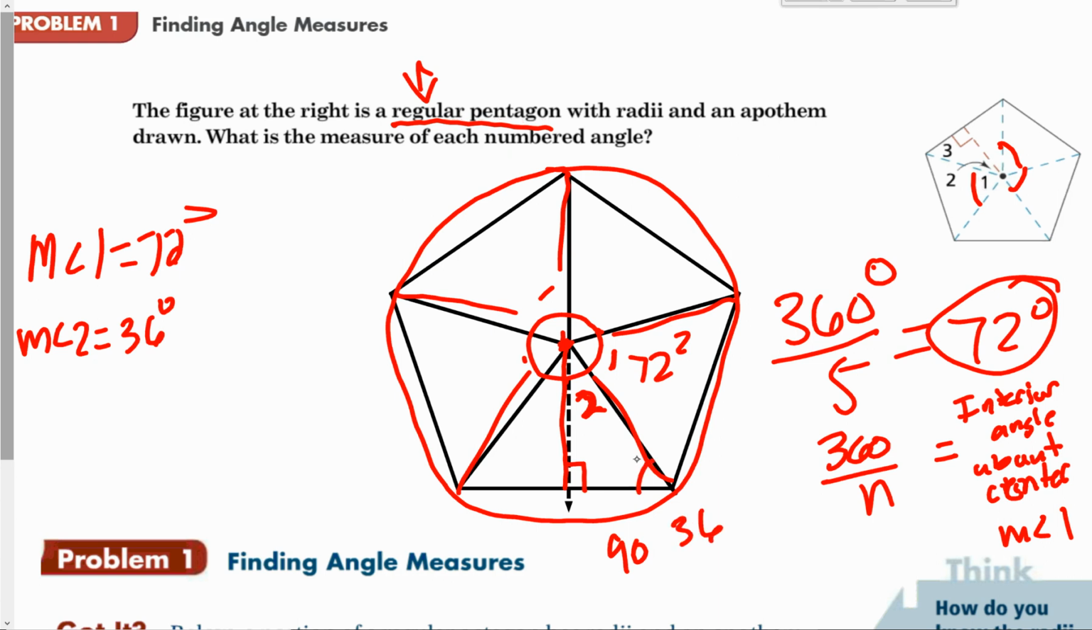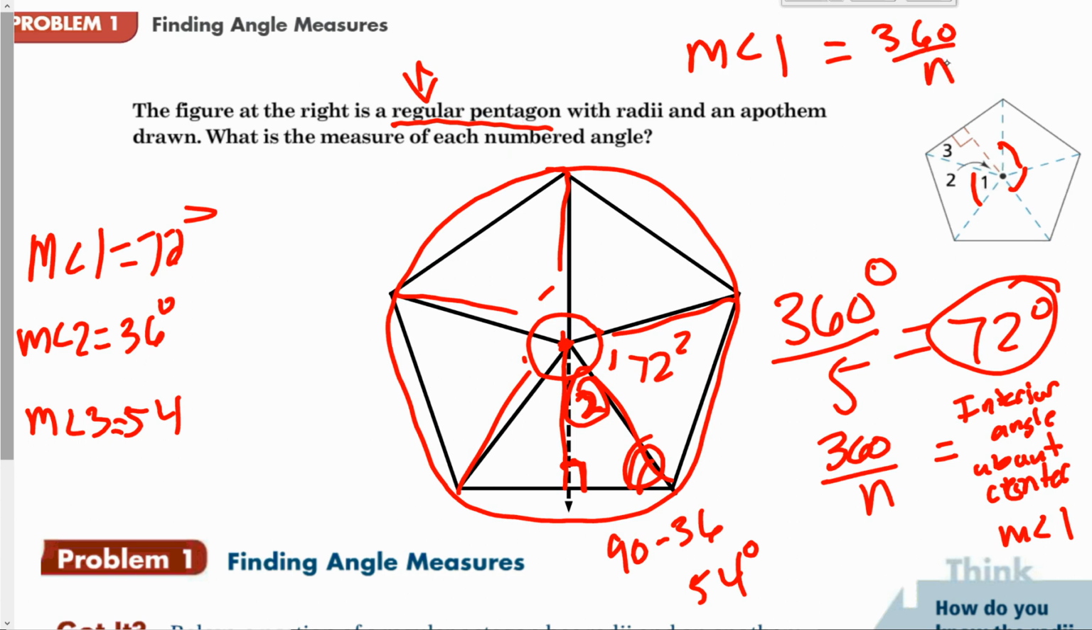Can I figure out what this third angle down here is? Well, can I just take 90 minus 36? 4 would be 40, so 54, right? Because doesn't all three always have to add up to 180? And if one of them is 90, that means these two have to equal 90, right? Because all three of them add up to 180. So measure of angle 3 is 54 degrees.